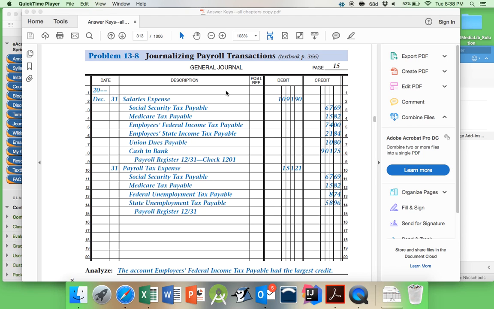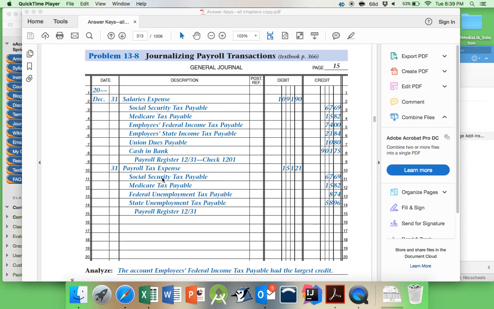What we're going to be talking about today is how to journalize payroll transactions for your employees as well as for yourself as the employer. So what you'll see here is this is from 13.8 and is an example of the two different transactions. The first transaction, December 31st, that starts with a debit to salaries expense, is your transaction that is covering your employee's pay. The second transaction is where you're talking about the payroll tax expense. This is the taxes that you are going to pay for you as the employer.